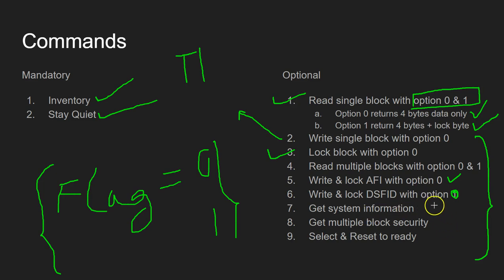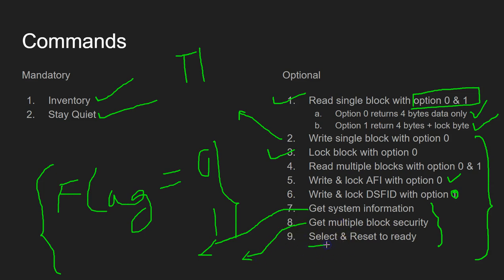Likewise, the get information and the get multiple block security, these don't depend on the options. I'm not sure what happens if you set the option flag to 1. Now get system information is the command we use to get the memory capacity, the block size and the UID of the tag. Plus get multiple block security, we have seen this, and this will return you only the lock bytes.